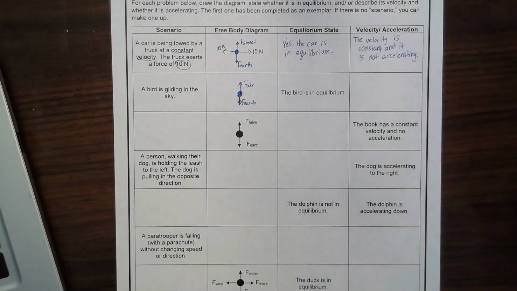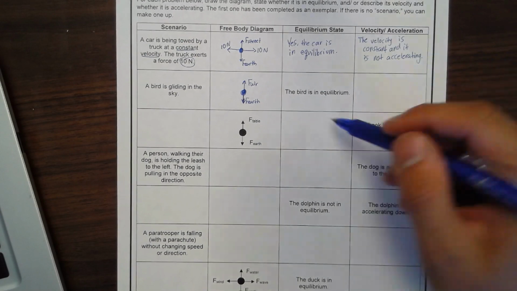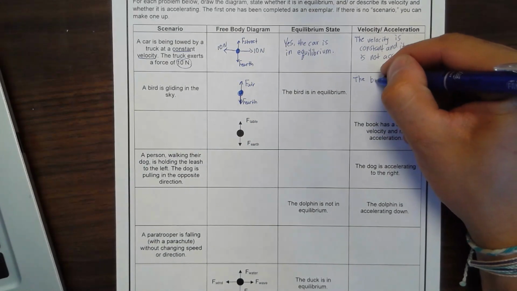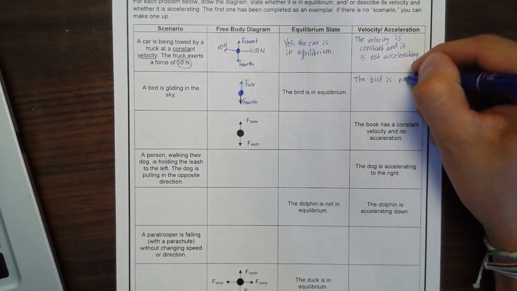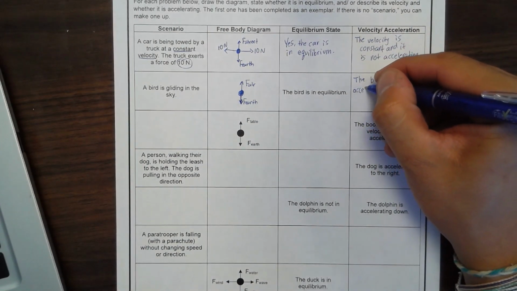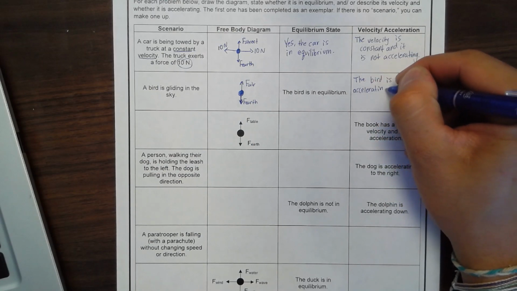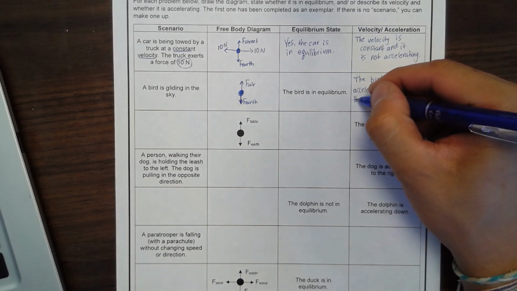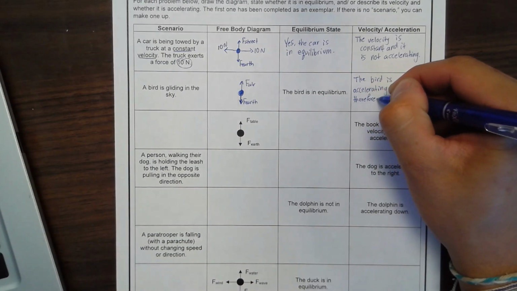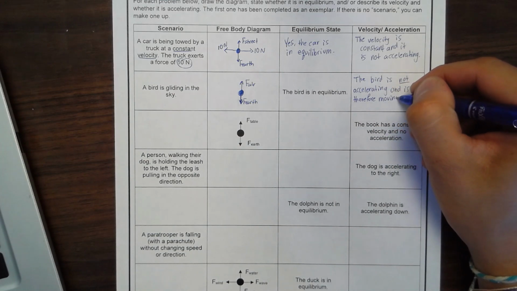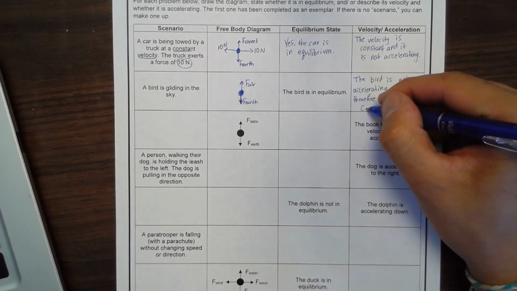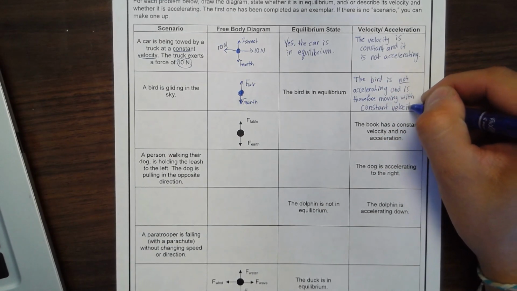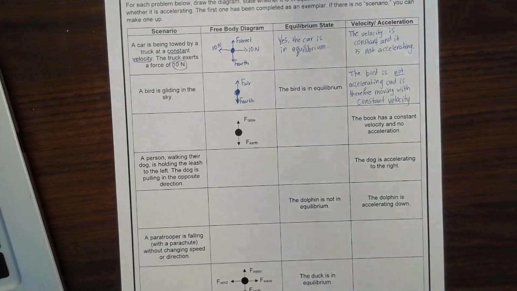Finally, I need to talk about the velocity and acceleration. I know that it's in equilibrium, so the bird is not accelerating. And if it's not accelerating, it is therefore moving with constant velocity. Okay, good.